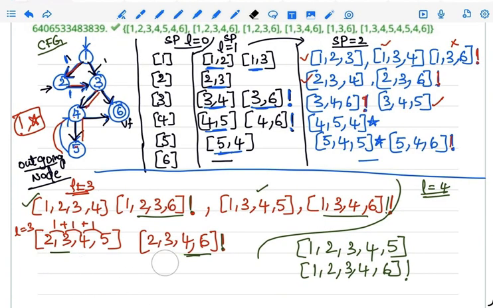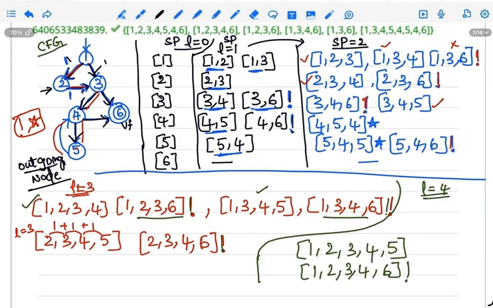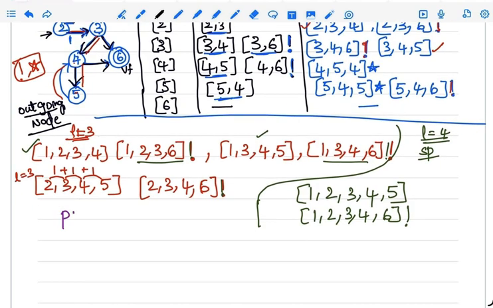So there are only 2 simple paths of length equal to 4. Length equal to 5 is not possible. All these are simple paths of length 0, 1, 2, 3 and 4. From this we want to identify the prime paths. Prime paths are simple paths of maximum length.